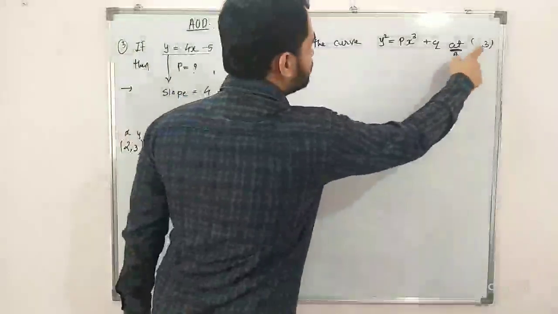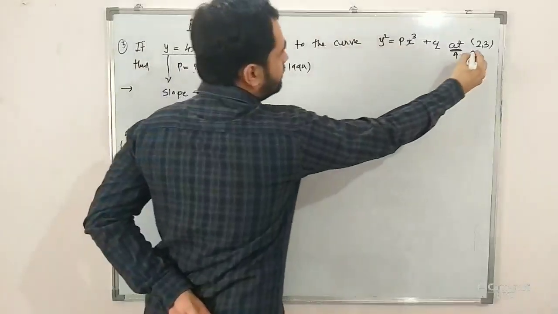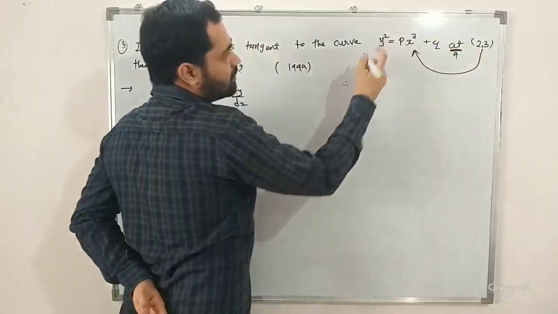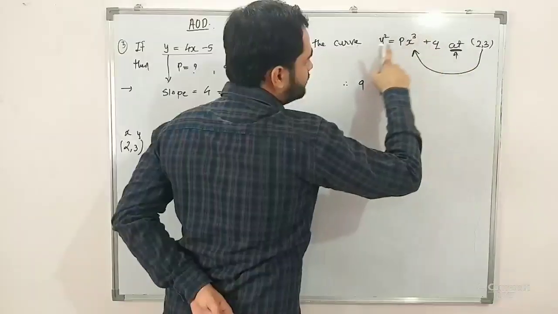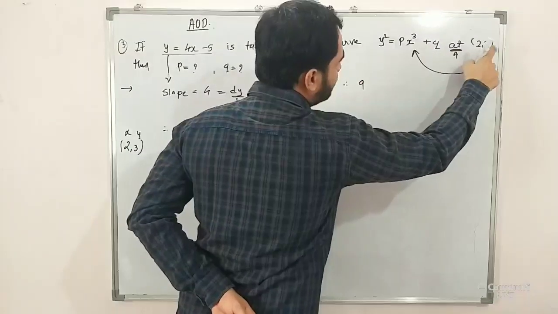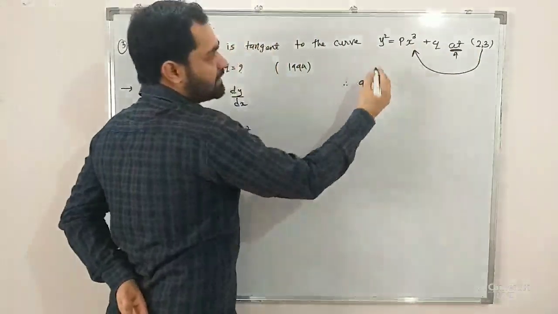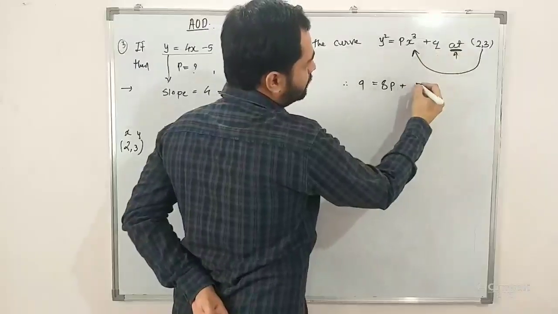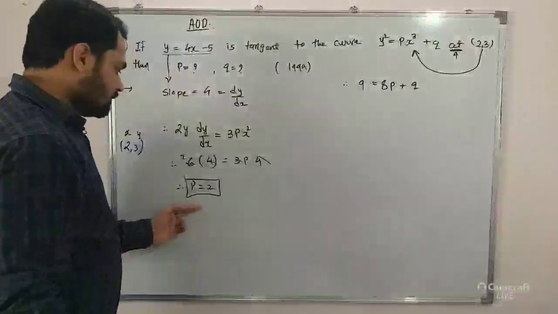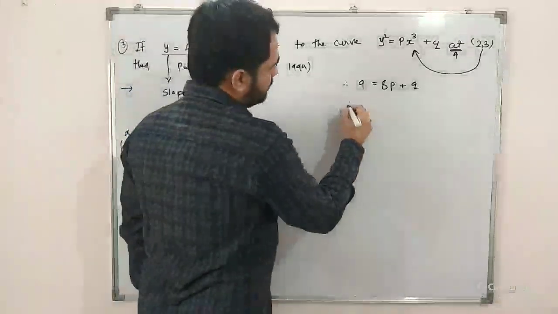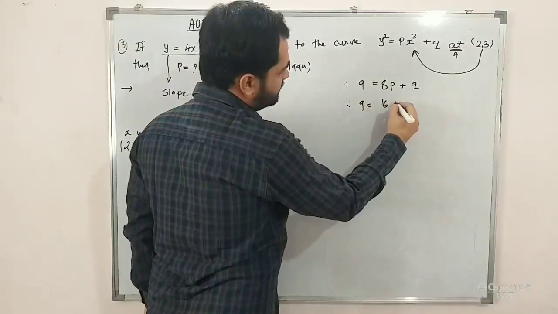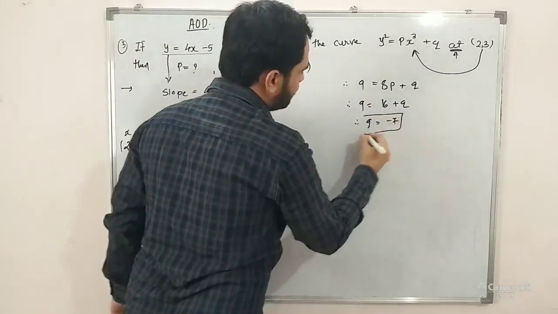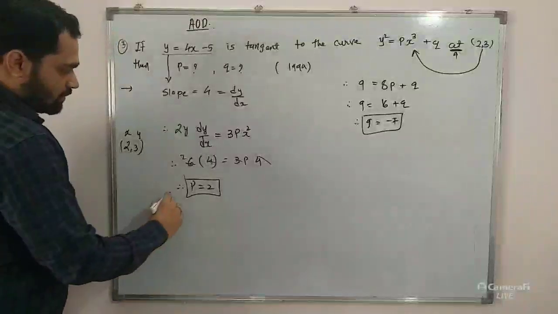So now the point (2, 3) is lying on this curve. It means this point is satisfying this curve. So substituting this point in the equation, we get 3 square, the value of y is 3, equal to 2 cube, which is 8, into p plus q. Now the value of p is 2, therefore 9 is equal to 8 into 2, which is 16, plus q. It means q is equal to 9 minus 16, which becomes minus 7. So the answer is p is equal to 2 and q is equal to minus 7.